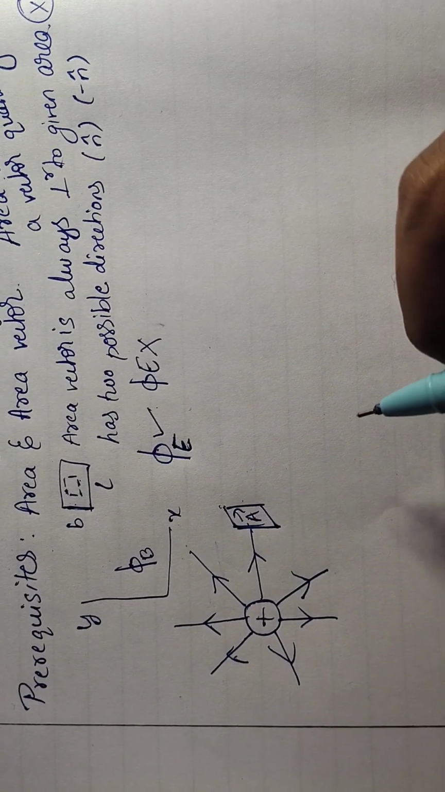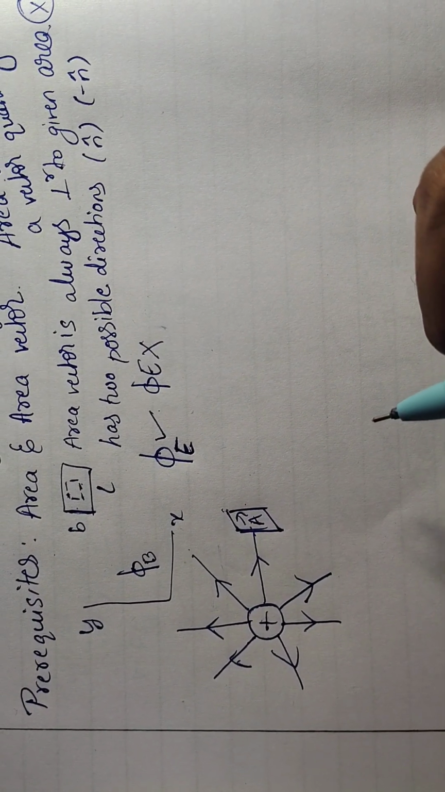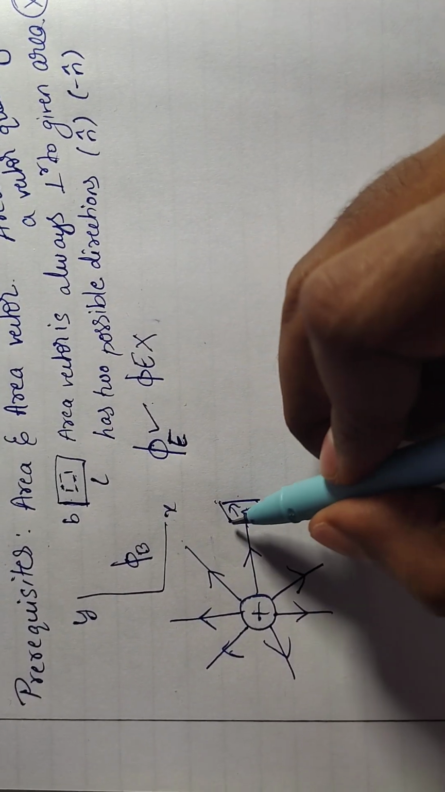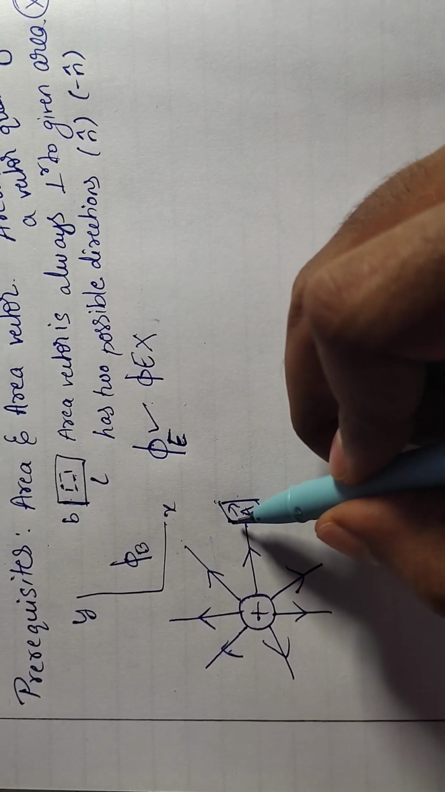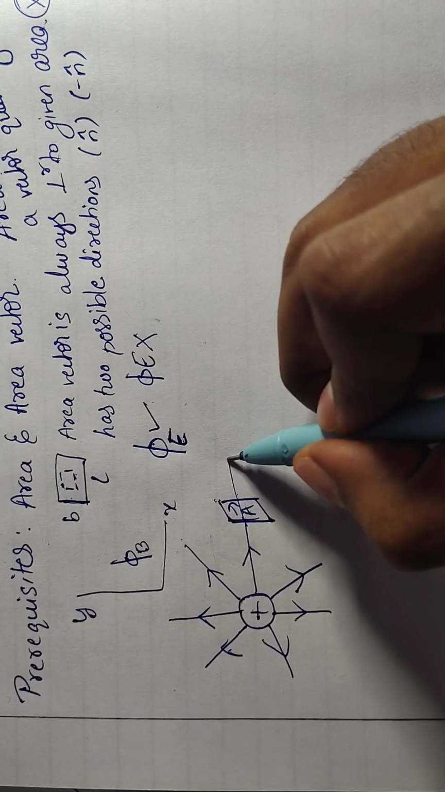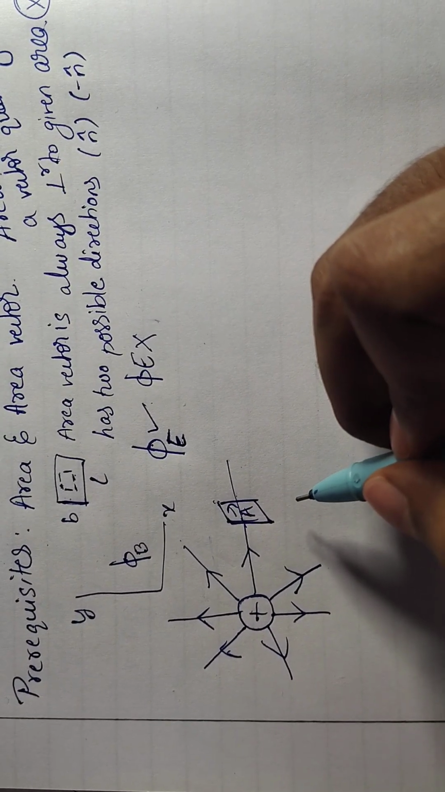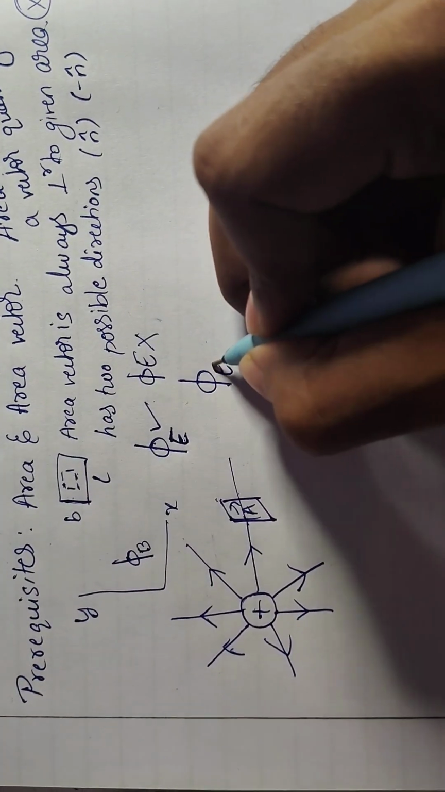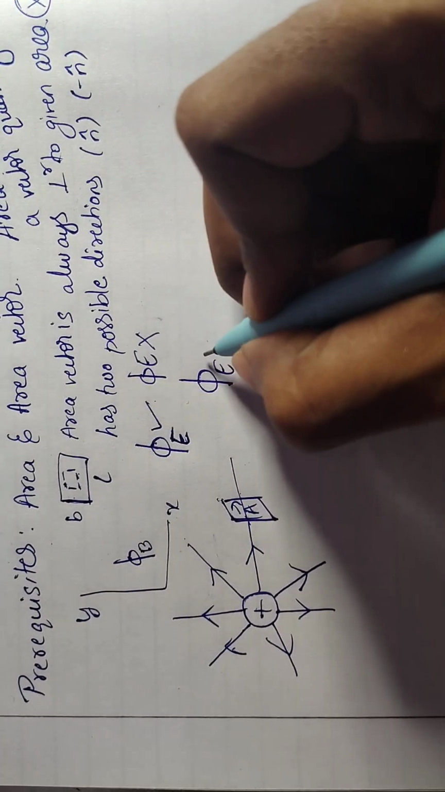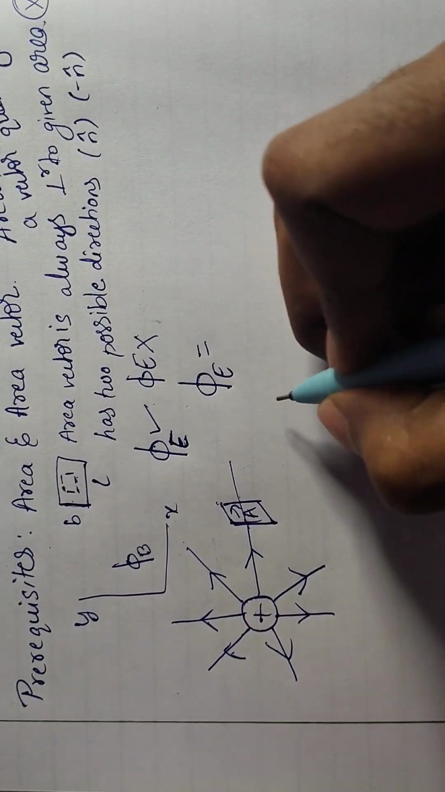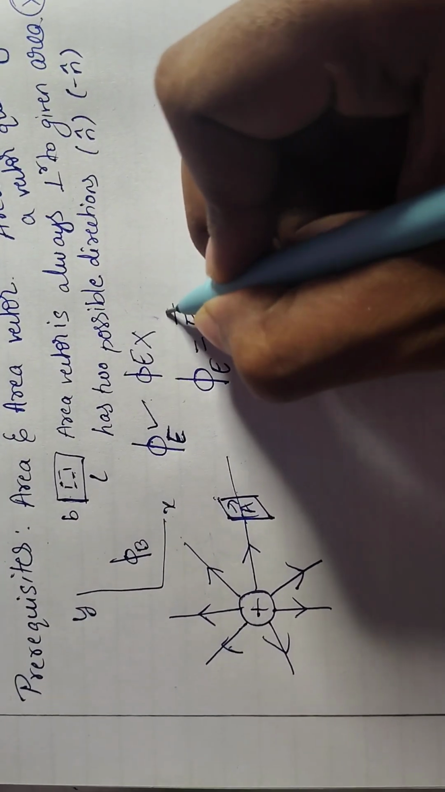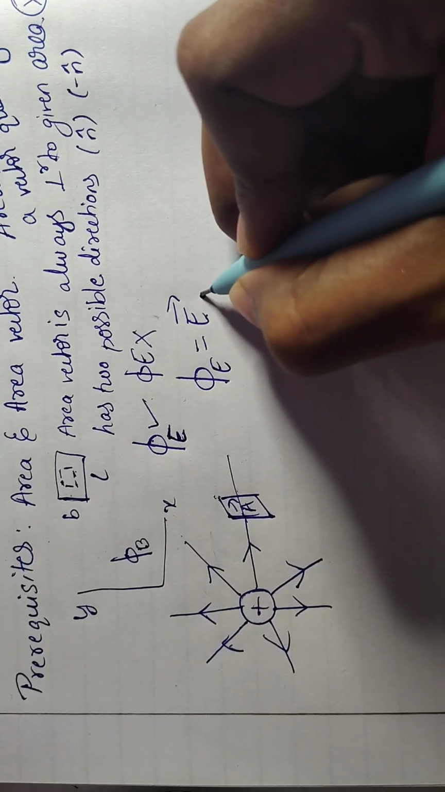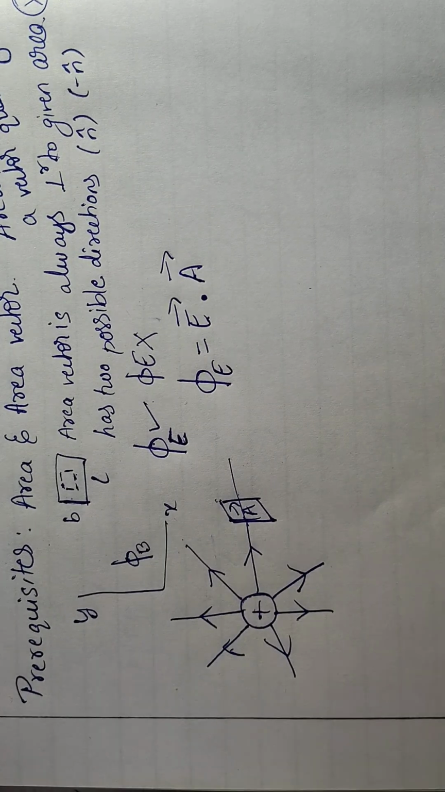That area you can take anything, you can take 1 meter square, you can take 10 meter square, anything. Okay, that electric flux tells you how many field lines are passing through this area. It is known as the electric flux. And the mathematical expression for that is: electric flux is equal to the dot product, or scalar product, of the electric field multiplied by the area vector.